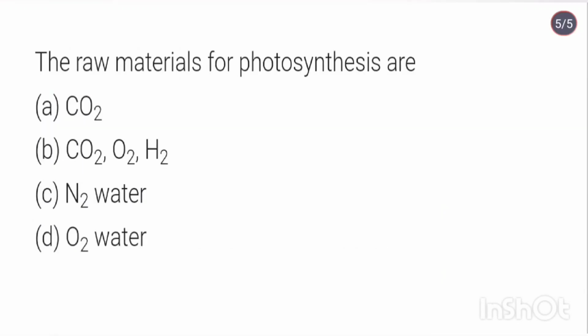The raw materials for photosynthesis are CO2, carbon dioxide. The raw materials of photosynthesis, water and carbon dioxide, enter the cells of the leaf. Oxygen is a byproduct of photosynthesis and water vapor exits the leaf.